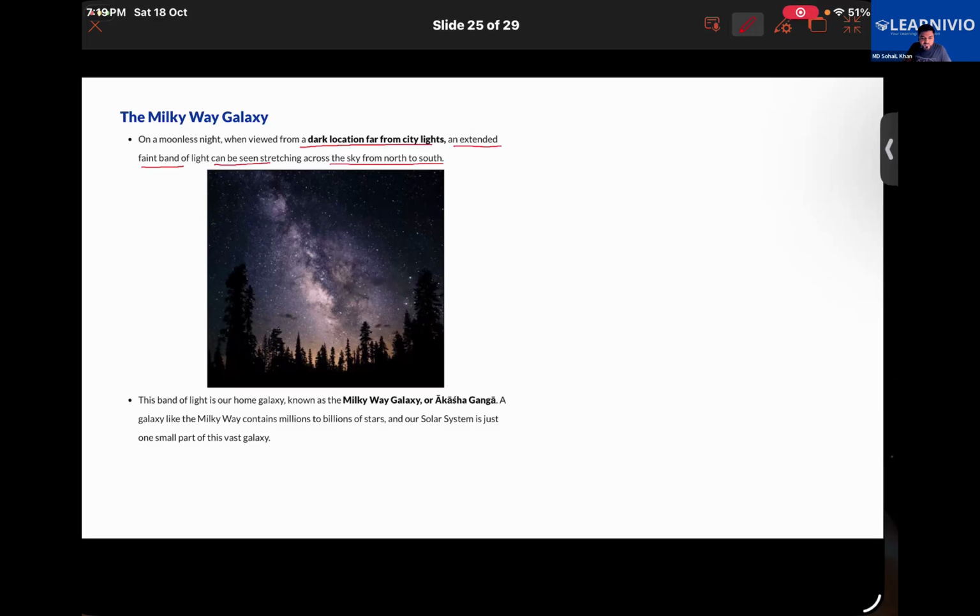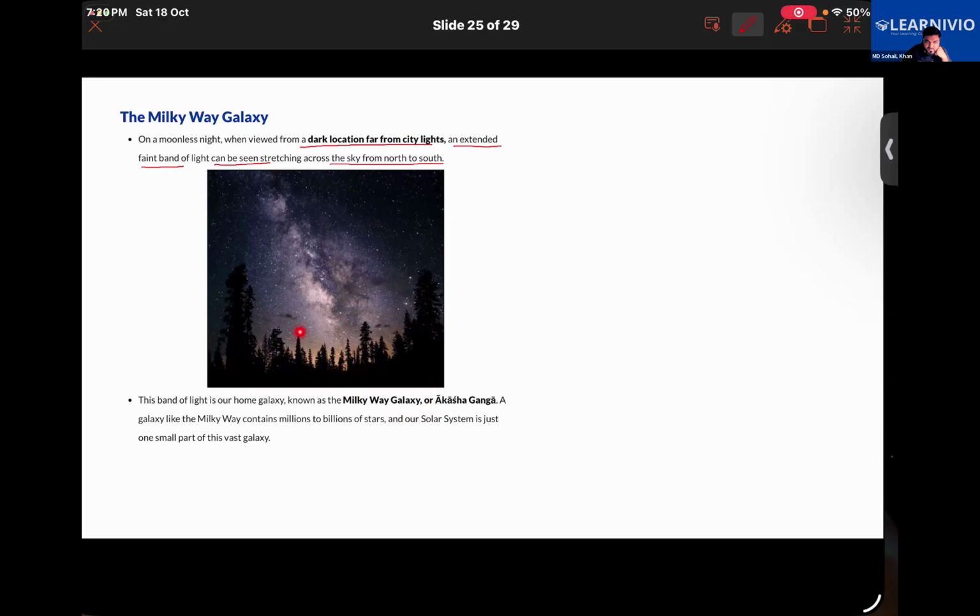Suppose we were to visit a very dark place, away from the city lights, where there isn't any light pollution. There we can view this faint band of light. You see this band of light in the sky? This band of light is actually our home galaxy. It's the galaxy in which we are living, and that is called the Milky Way galaxy, or in Hindi, Akash Ganga.